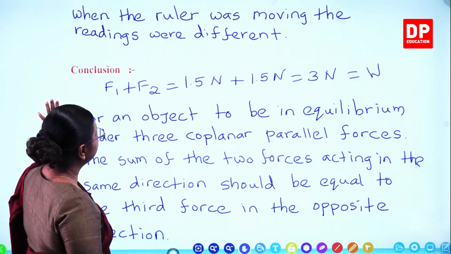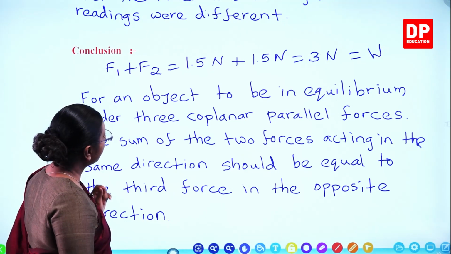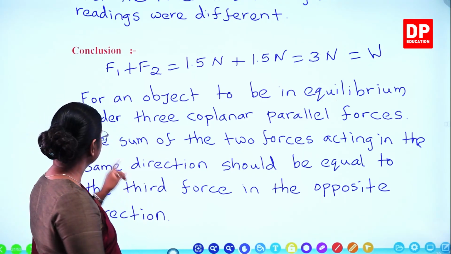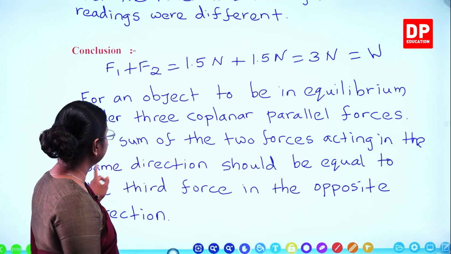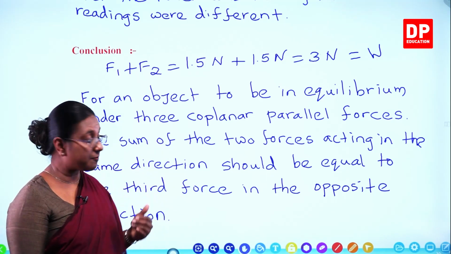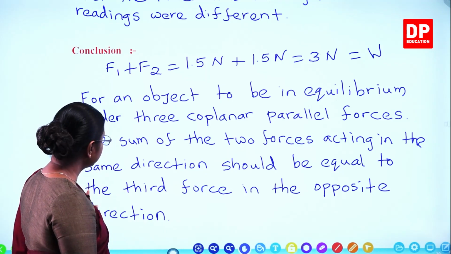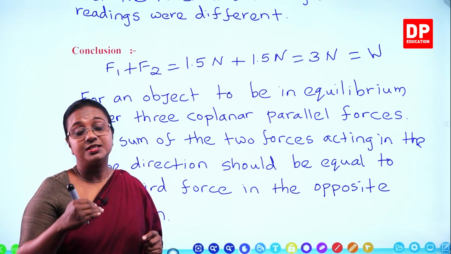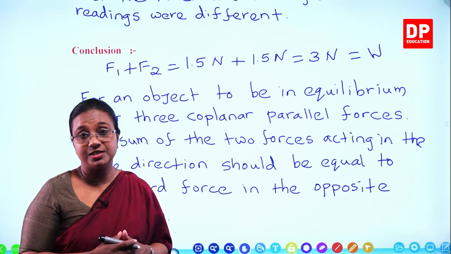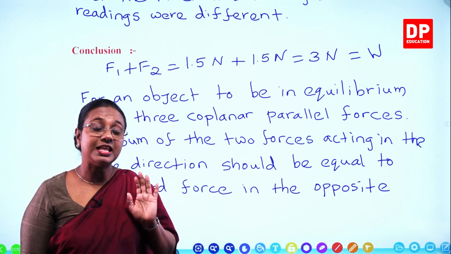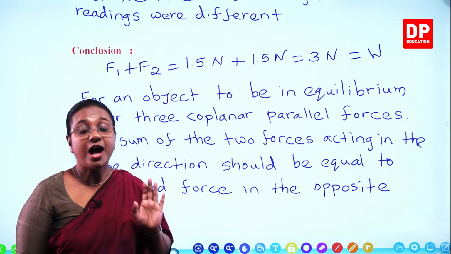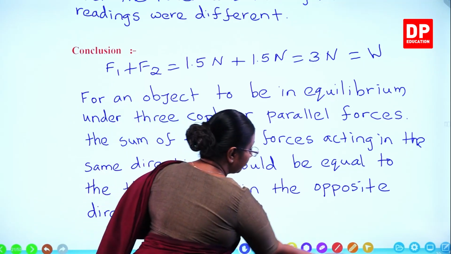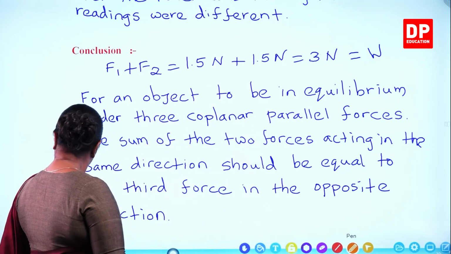So from that, we came to the conclusion, for an object to be in equilibrium under three coplanar parallel forces, the sum of the two forces acting in the same direction, that was the upward direction, should be equal to the third force in the opposite direction. So the weight was the third force that was acting downwards. So that is the condition that needs to be satisfied. I am sure you all can understand that clearly. With that, students, I will move on to the next slide.